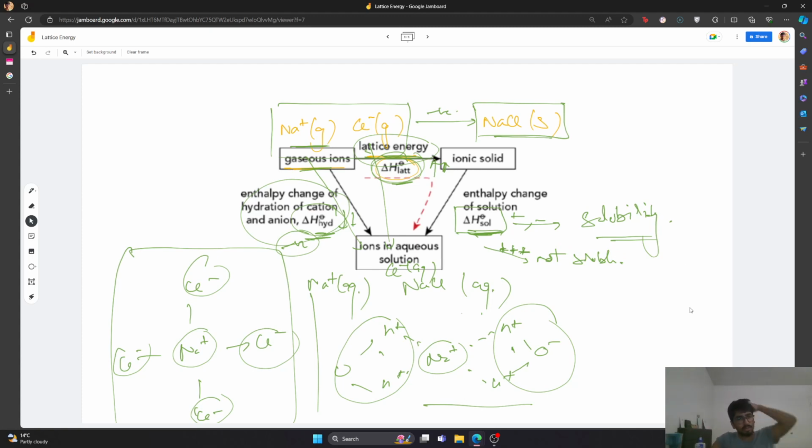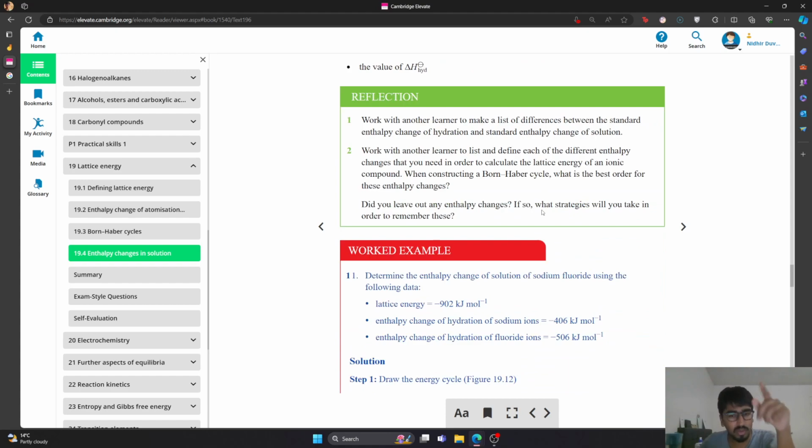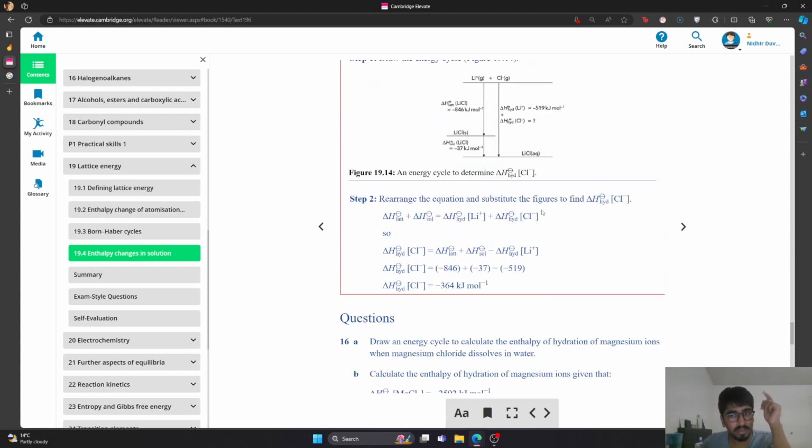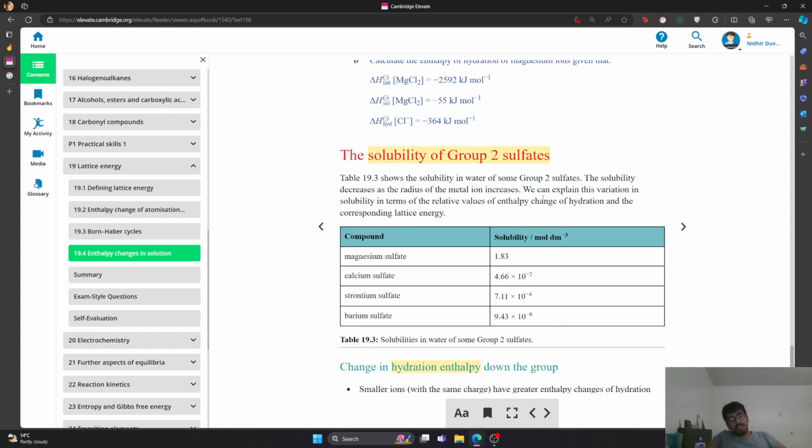Again, two of these will be given to you, and mostly these two are given to you, and you want to find the solubility for this thing. Feel free to go through the book here. Again, I'm not going through the examples, but the examples are everything here. Okay. The very last section of this topic is the solubility of group 2 sulfates, right? Again, a similar thing here: magnesium, calcium, strontium, barium. And we have sulfates, and we are discussing which of these is the most soluble.